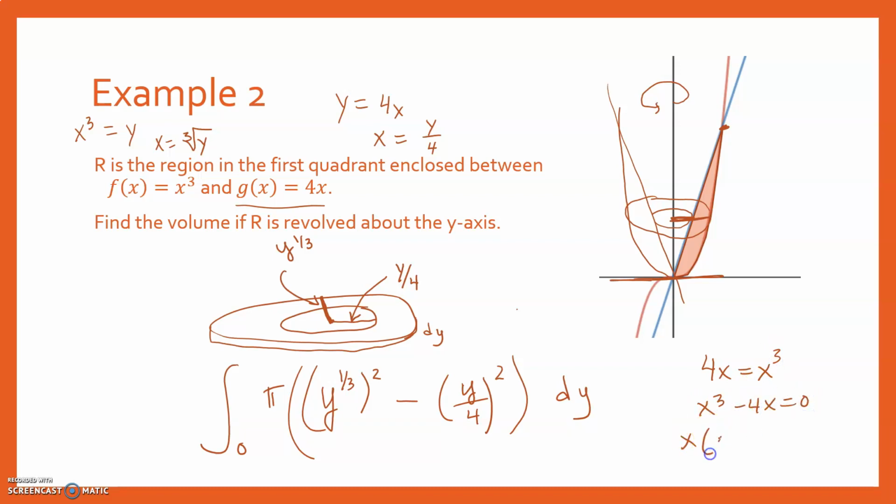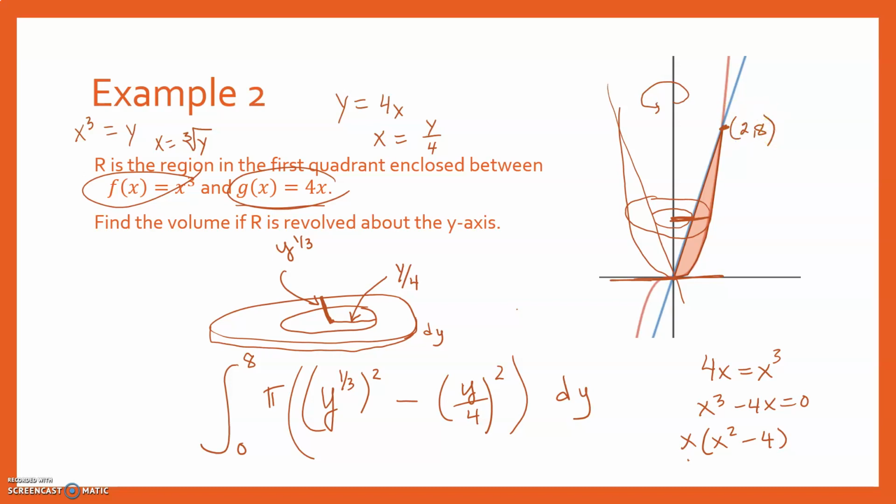or not x equals 0, because that's this point, not x equals -2, because that's over here, but x equals +2. So x equals +2, but we don't want to go to +2 because that's an x-coordinate. We want this to be a y-coordinate. So we're going to go to 8. Plugging 2 into either f or g, we get 8. So this point right here is (2, 8).